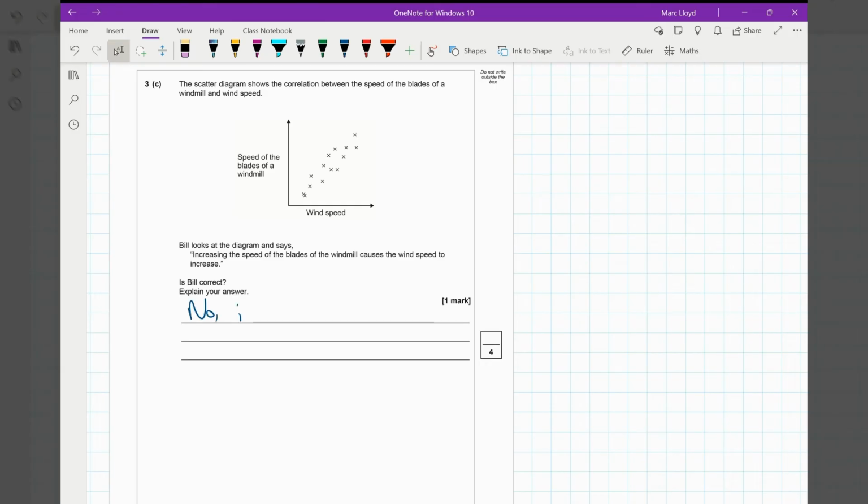And to correct him, an increase, my pen has stopped working. Here we go. An increase in wind speed will make the blades go faster. There we are. Nothing can make my handwriting go faster. And that's because the wind speed is the measurable thing. It's like the input and the blade spinning is the output. So we can't change the output and hopefully make the input change because that wind speed is the thing that we're measuring. So yeah, that's question 3.